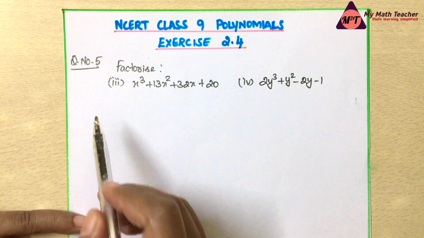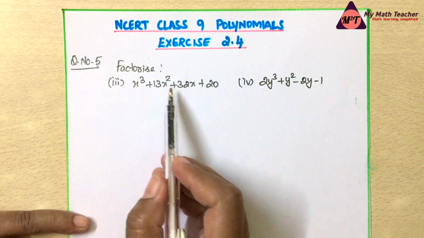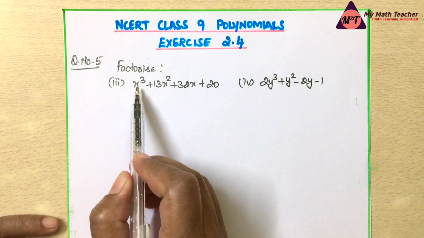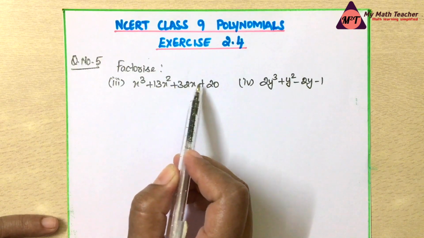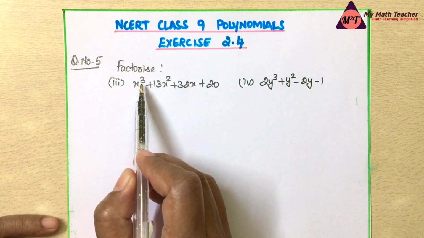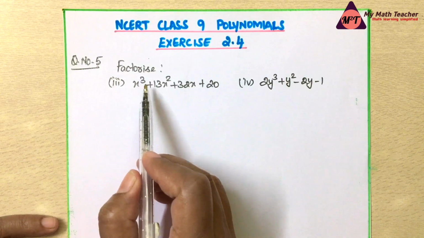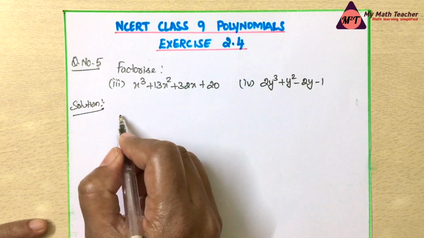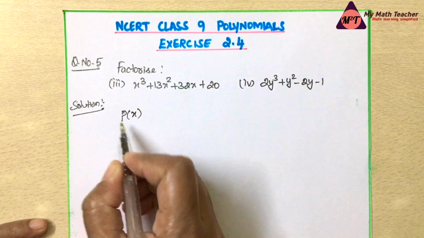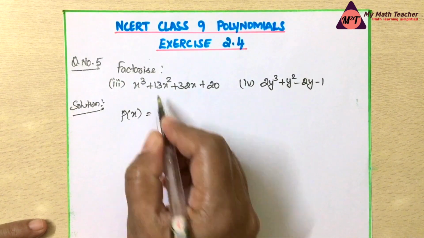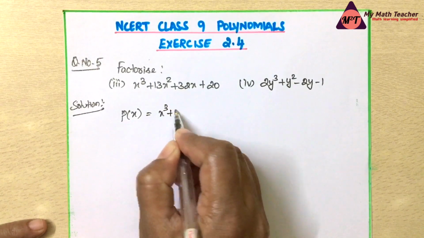The third subdivision is x cube plus 13x square plus 32x plus 20. You can see the given polynomial is in descending order in terms of degree. The highest is 3, which means we should get 3 factors for this polynomial. First step is, let us write the given polynomial as p of x. The given variable is x here. So write the polynomial x cube.